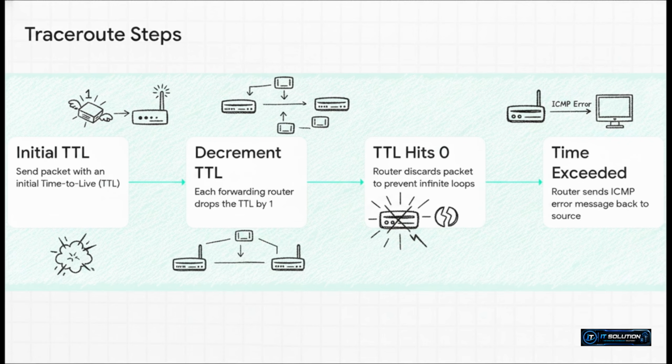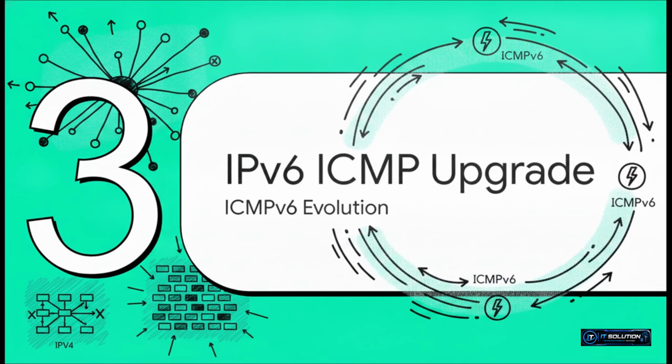Traceroute intentionally sends packets with a TTL of 1, forcing the very first router to send an error. Then it sends a TTL of 2, forcing the second router to send an error. By doing this sequentially, it forces every single router along the path to expose itself via an ICMP error. It's brilliant. Section 3. The IPv6 ICMP upgrade.